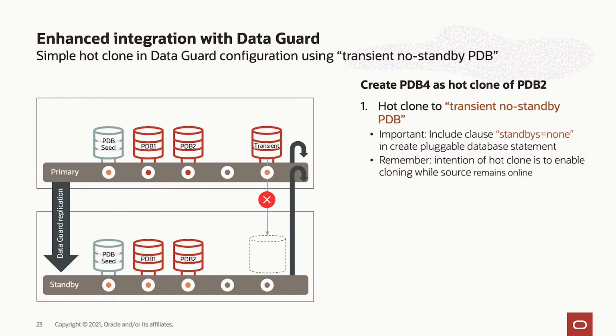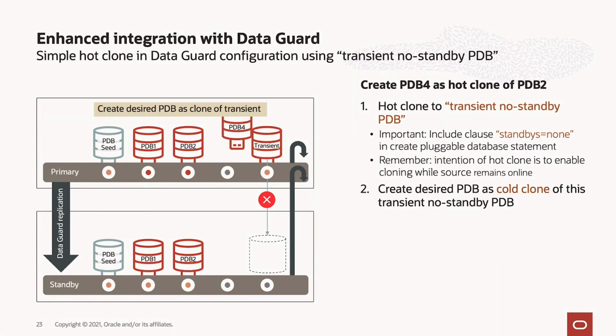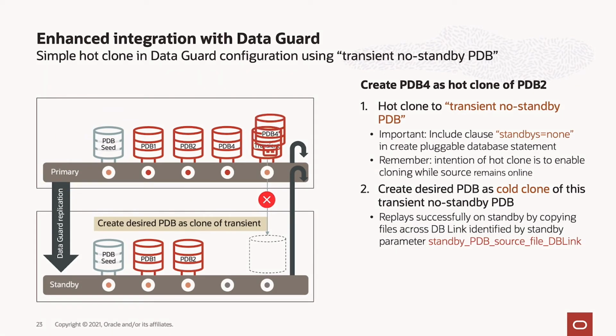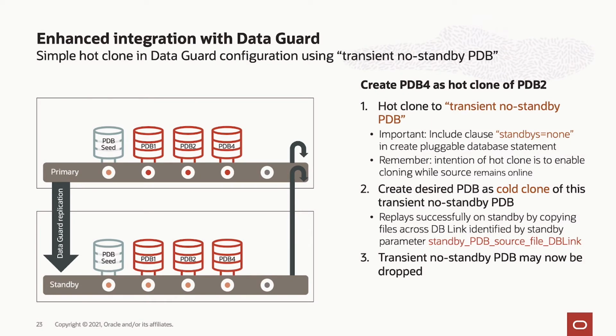And clearly this requirement is met in this case. Next, we create the desired PDB, PDB4, as a local cold clone of the transient no standbys PDB. This replays successfully on the standby by copying the PDB's data files across the database link identified by the parameter standby PDB source file DB link. The transient no standby PDB may now be dropped.